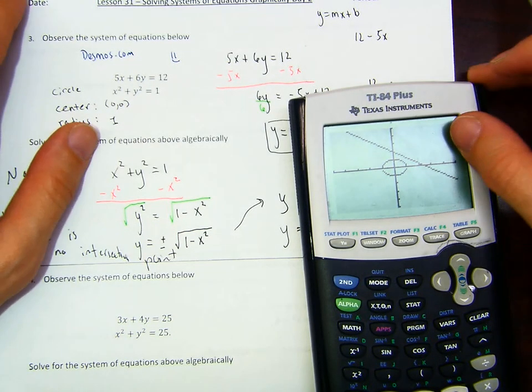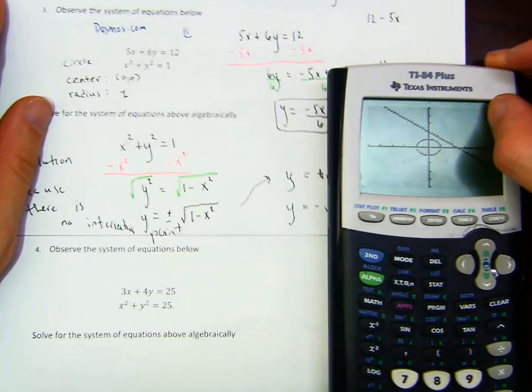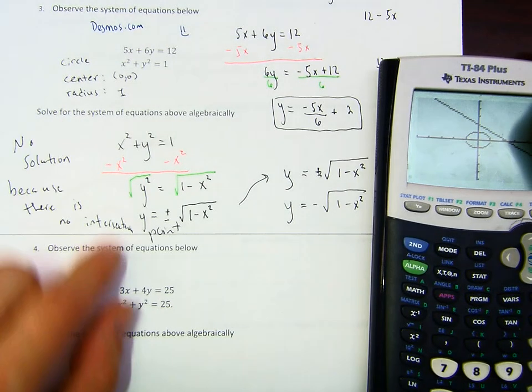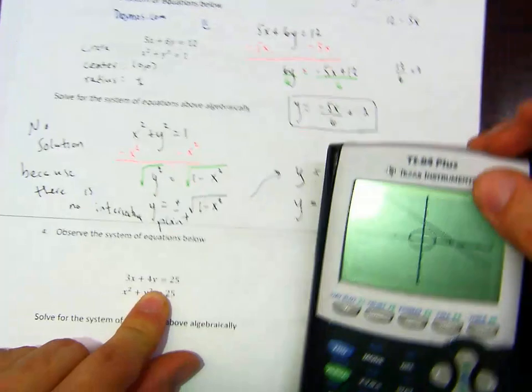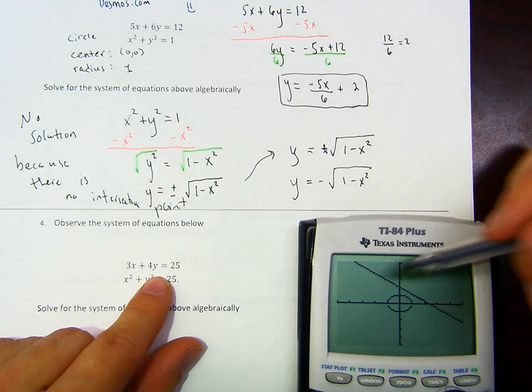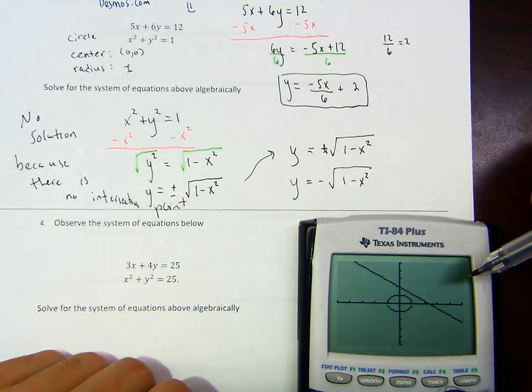What I want you to do is the same thing that we did here: try and graph this, see what happens, and then if you see there's an intersection point, solve for it algebraically.